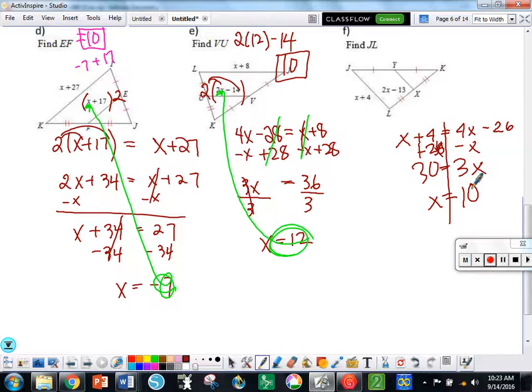Almost. If the question said find x, you would be done, right? So what does it ask you to do? Find J and L.